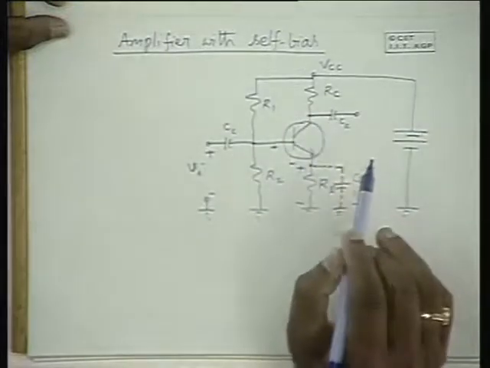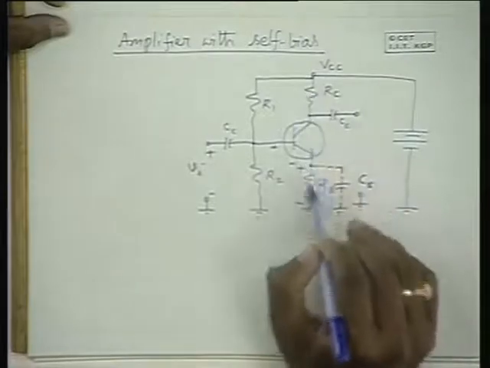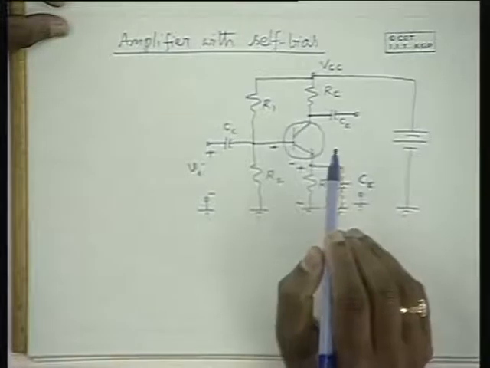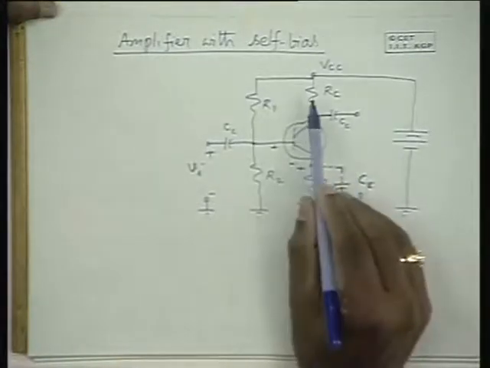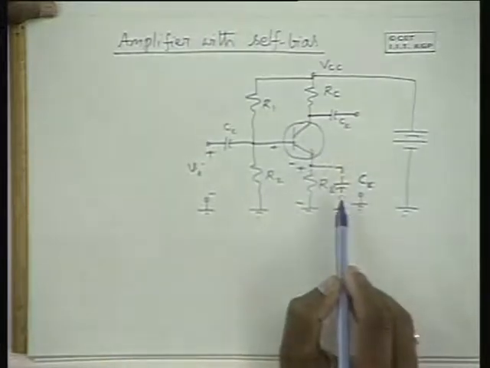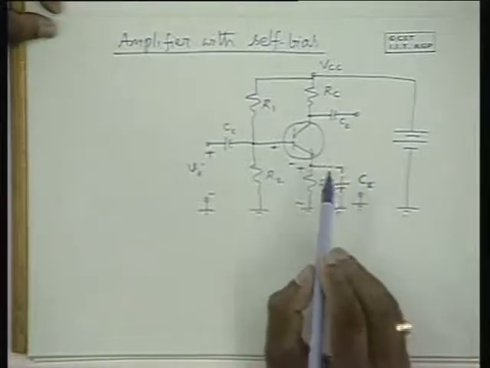But when you think of the bias and bias stability, please note that you are interested in only the DC currents there, the operating point. Operating point means the DC voltages and DC currents. So as far as the DC components are concerned, this capacitor acts like an open circuit in steady state.